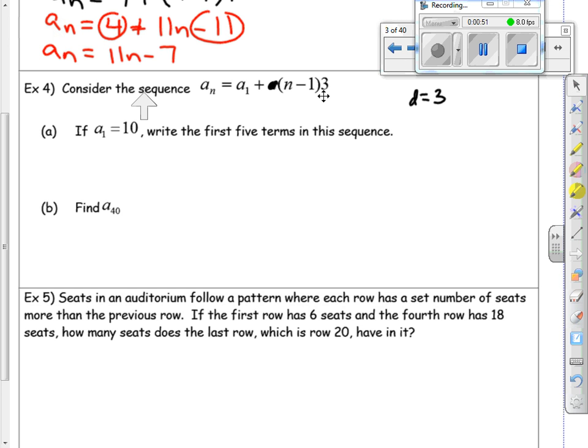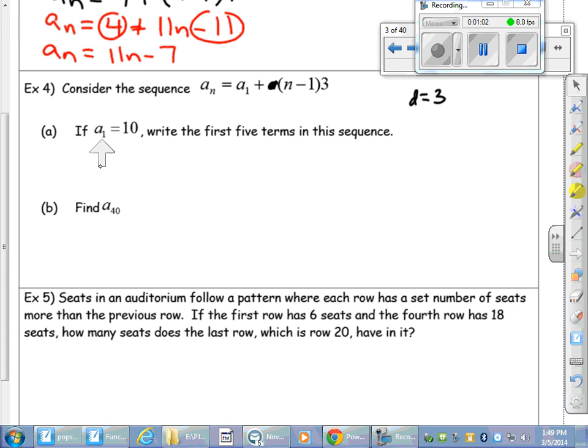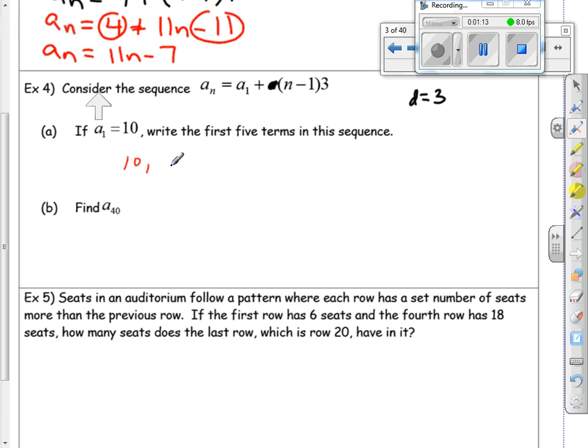By seeing this 3 here on the end, we know that the common difference in this sequence is a 3. That means if we wrote it out, we would have adding 3 to each of the previous term. Then if you look at part A, we're told that the first term is a 10. So if we know the first term and we know the common difference, then it's pretty easy to write out the first 5 terms in the sequence. They would start out with 10, and then we would add 3. So the first term would be 10, then 13, 16, 19, and 22.